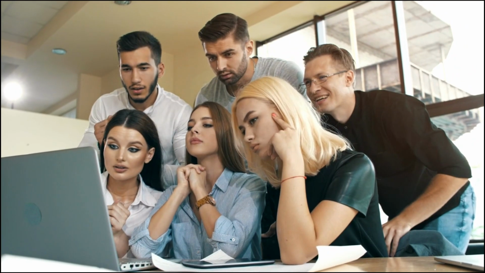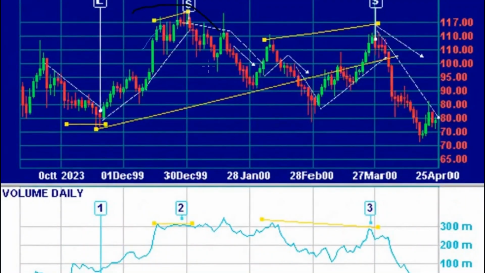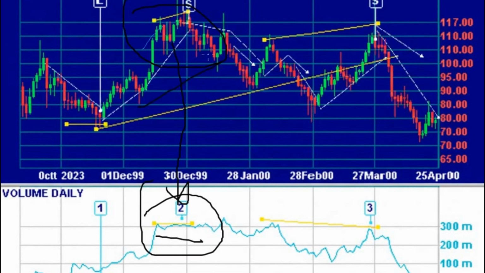Now, what you have to look for are bearish and bullish divergences. Bearish divergence. It happens when the price is making new highs, but the indicator is falling. This suggests the upward move lacks real buying support, and a reversal might be coming.